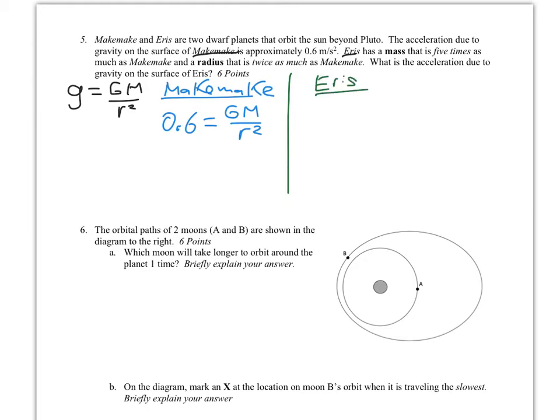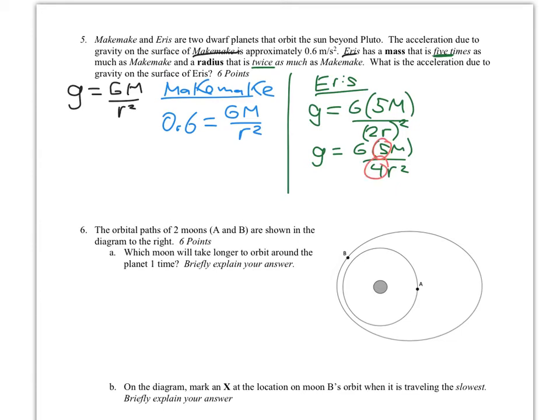And so it's going to be g, because that's what we're ultimately looking for, the acceleration due to gravity on that planet, is equal to G times the mass, which is 5 times as much, so I'm going to say this is 5M. The radius is twice as much, so I'm going to say it's 2r. Just be careful, we need to square that entire quantity. And so we end up getting g is equal to G times 5M all over 4r squared.